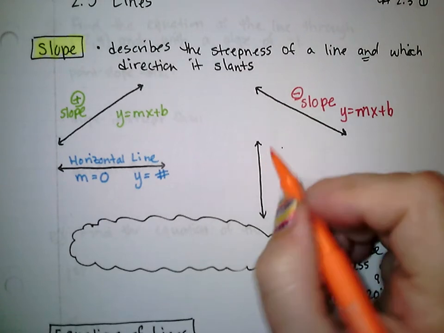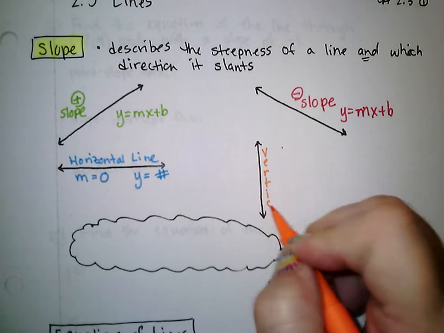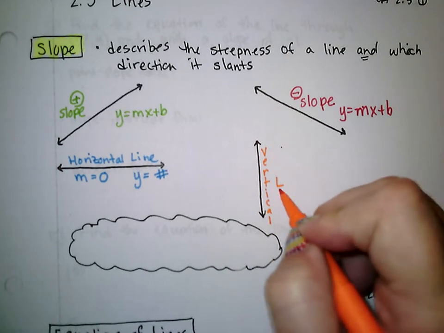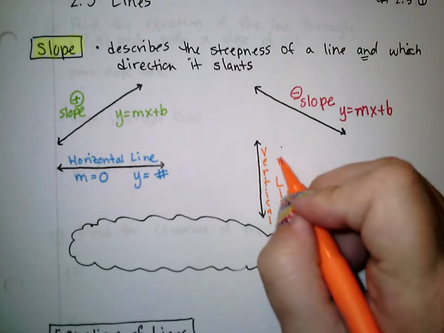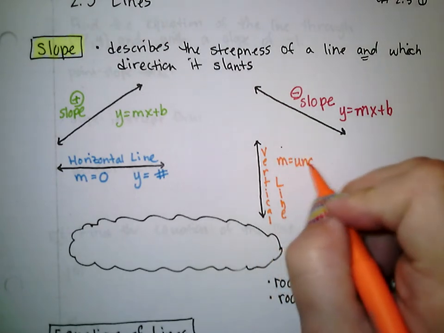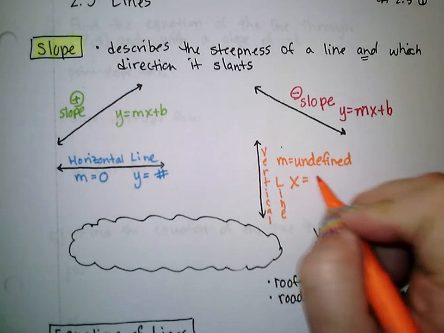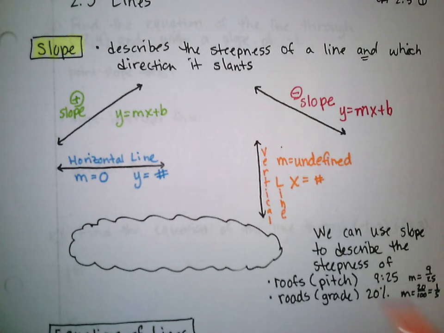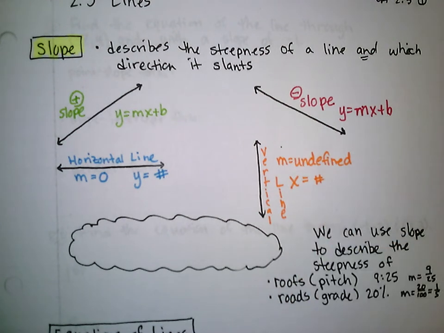Then this guy is a vertical line. Vertical lines have a slope that is undefined. And their equations are x equals some number. X is going to be whatever the x-intercept is for this vertical line.